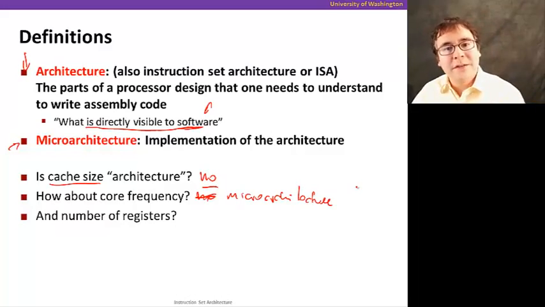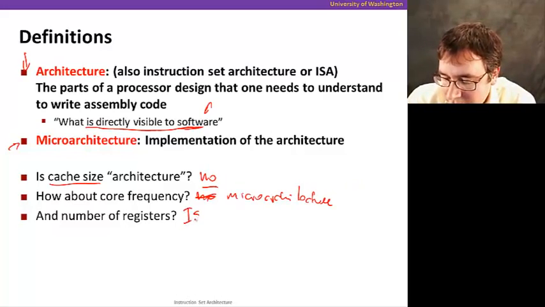And the number of registers is something that you need to know because you're going to use registers explicitly in your assembly code. So, the number of registers is part of the ISA, therefore it is really part of the architecture.